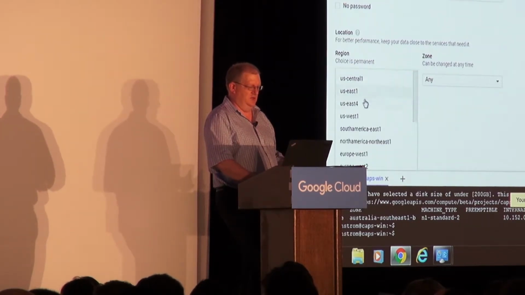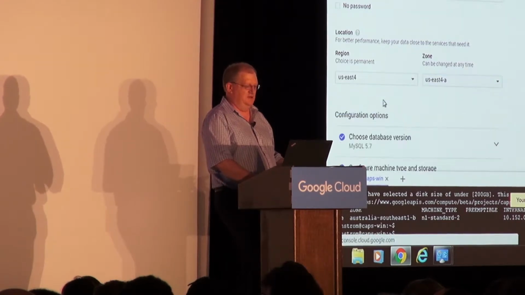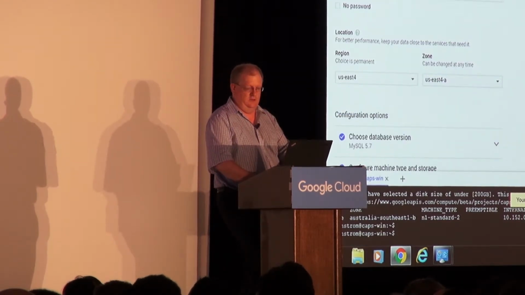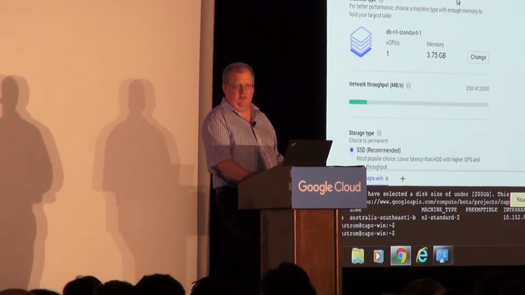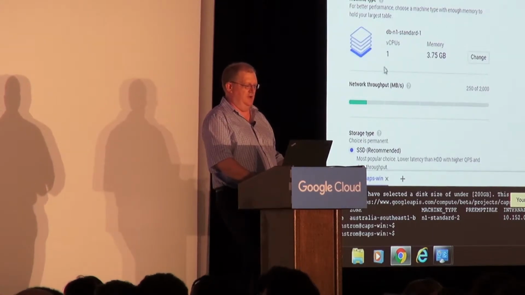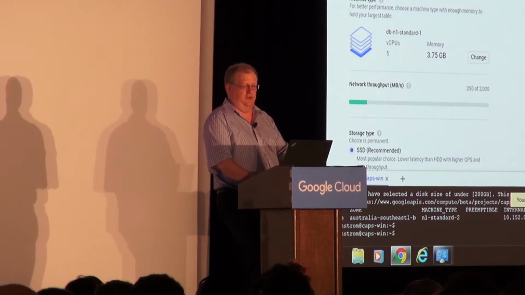So let's say we put it in US East 4 and we pick Zone A. And then there's some advanced configuration options down below. How big a machine do I want? I guess it depends on how many users I have, how much data I have. So I can have a very small machine, or I can create a very large machine. In the end, you are creating a virtual machine behind the scenes.